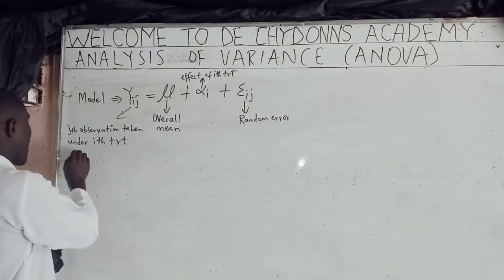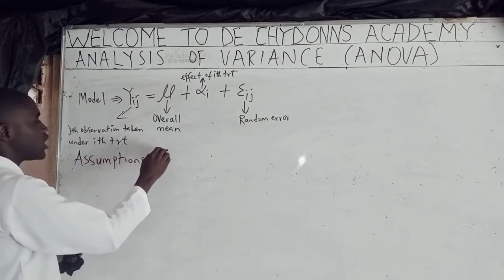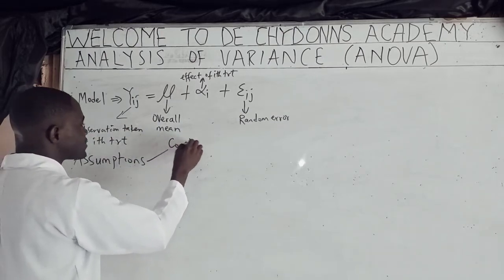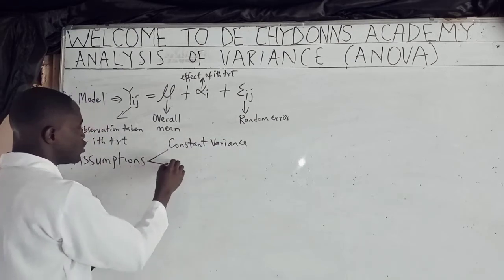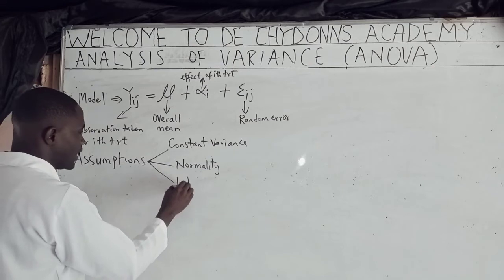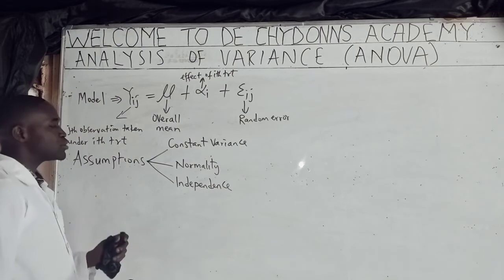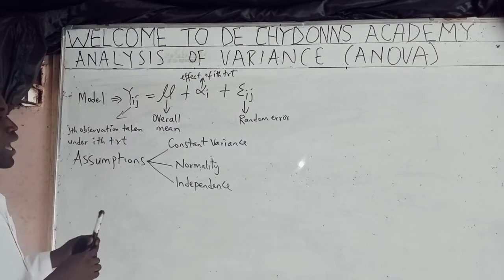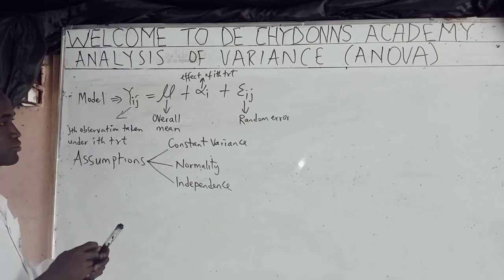Then this one-way ANOVA has three assumptions. The three assumptions are: 1, constant variance; 2, normality; and 3, independence. So note these three assumptions of one-way ANOVA. Now, we have been able to see what the assumptions are and the model.